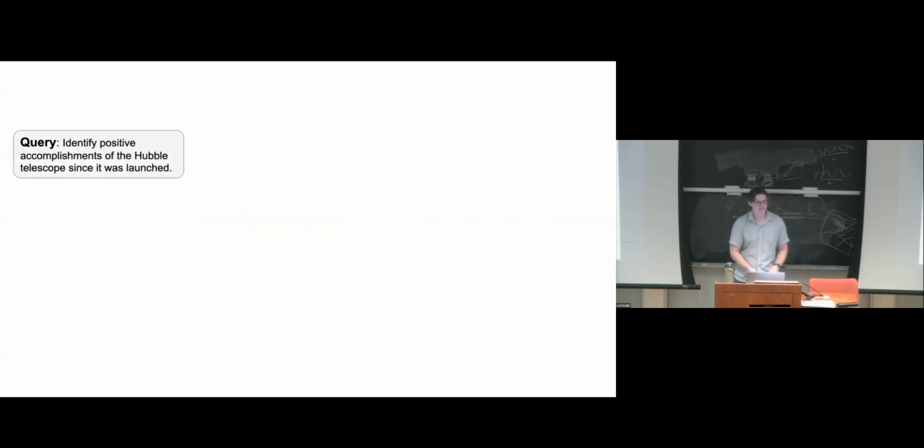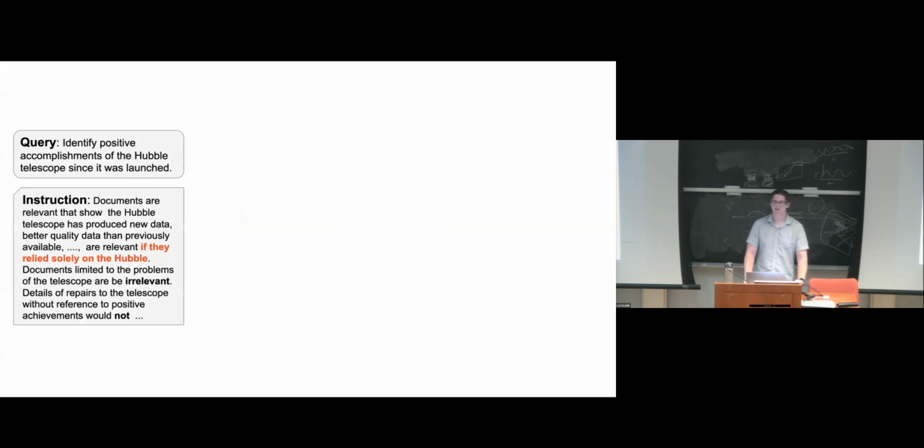So here's our annotation and evaluation process. You take the query, and then you take the instruction they give. What we're going to do is change the instruction just a little bit here in red. We're going to add the words, "if they relied solely on the Hubble." And then we have both the original instruction and this changed instruction.